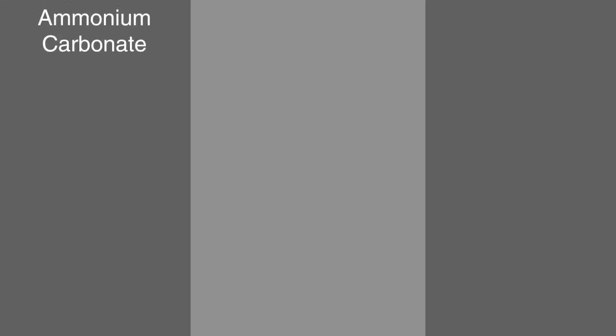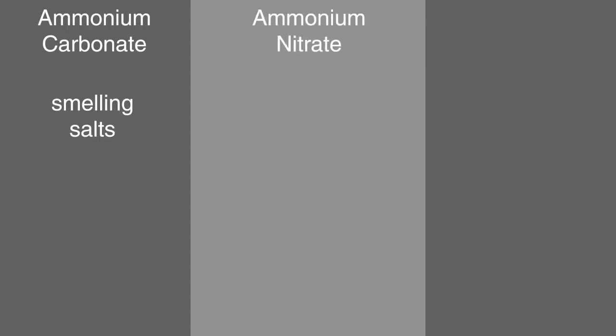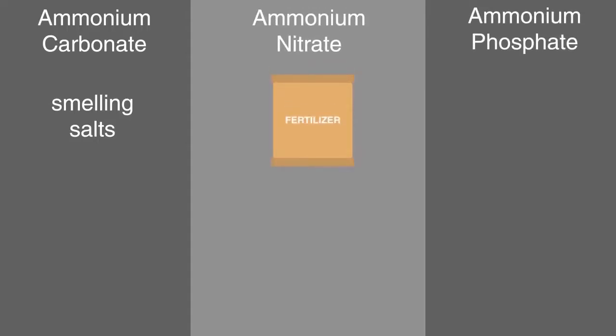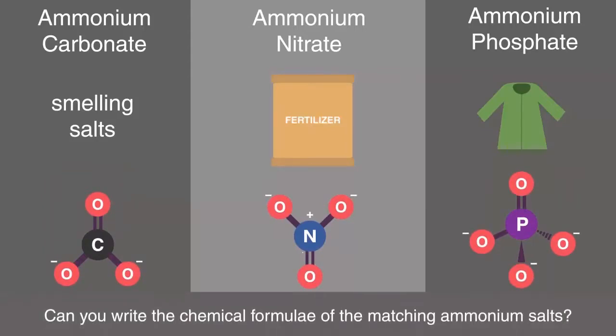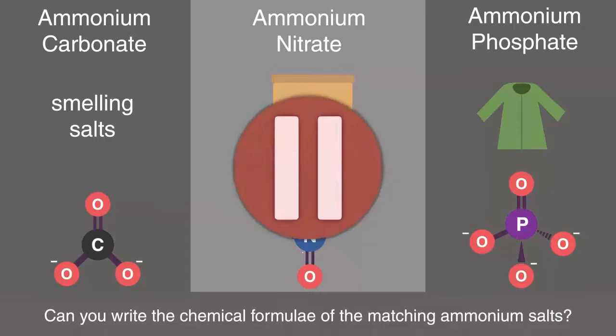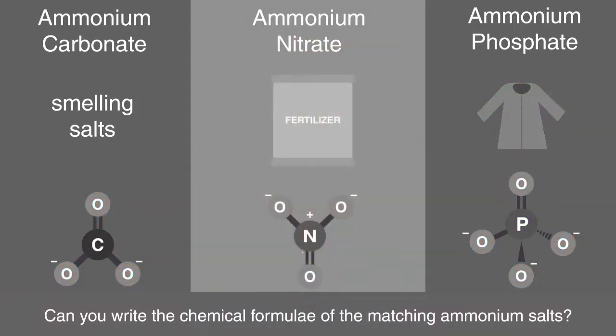Now here's your main challenge. Let's think about 3 other popular ammonium salts. Ammonium carbonate is an ingredient of smelling salts, which are not used much these days, but in the past people used to inhale their vapours when they felt faint. Ammonium nitrate is an important fertiliser, and ammonium phosphate is not only a fertiliser, but can be used to flame-proof wood and clothes. So here are the carbonate, nitrate and phosphate anions. Can you write the chemical formula of the matching ammonium salt? Pause the video while you write down your answers and resume when finished.